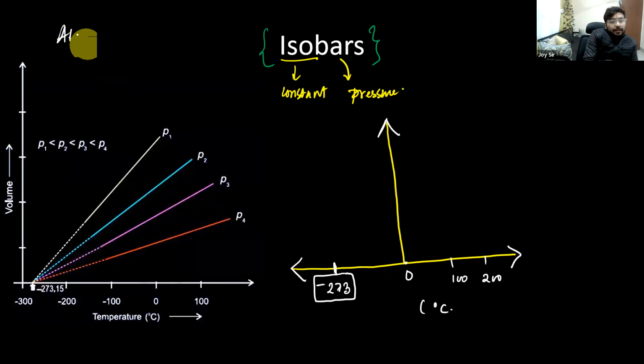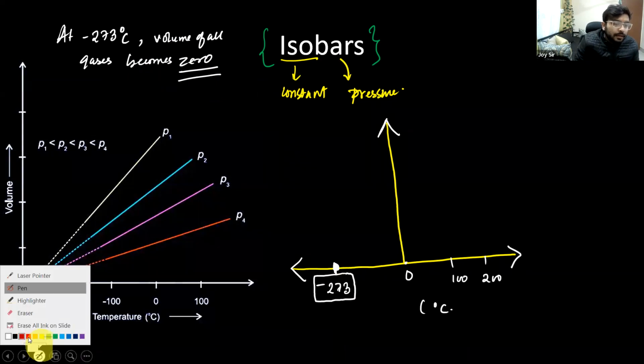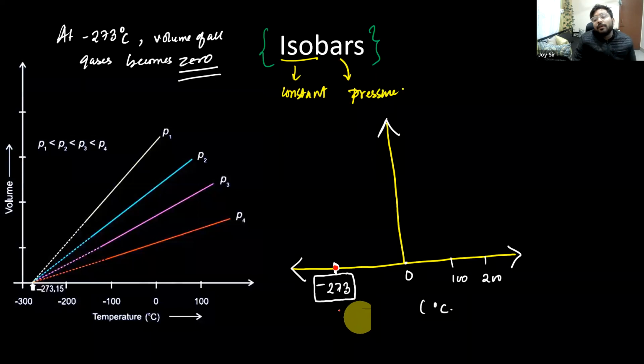Okay, at minus 273 degrees Celsius, volume of all gases becomes 0. Why does this happen? Why at this particular temperature does the volume of the gas become 0? Because at this temperature, all the gases in the universe turn to solid or liquid. All gases in this universe become solid or liquid at minus 273 degrees Celsius. Very, very important. So at this temperature only the volume becomes 0.